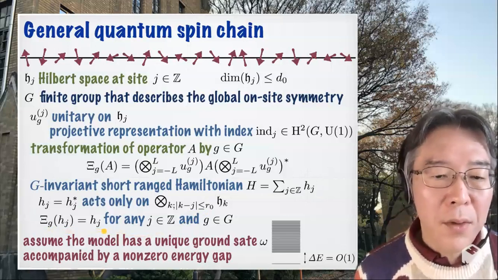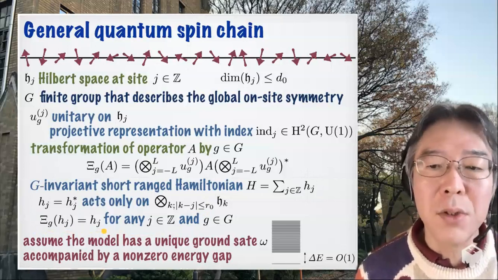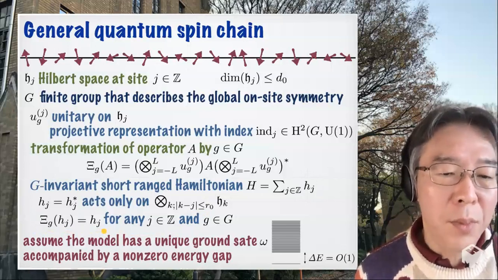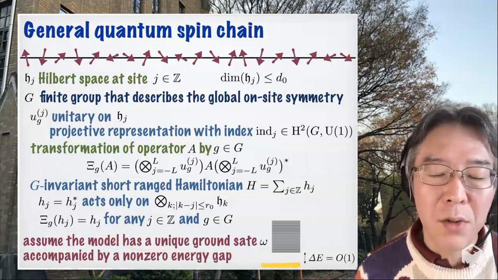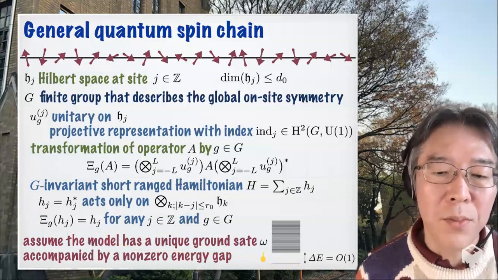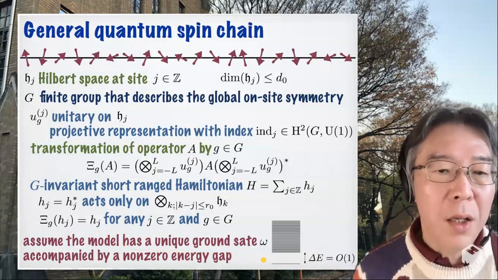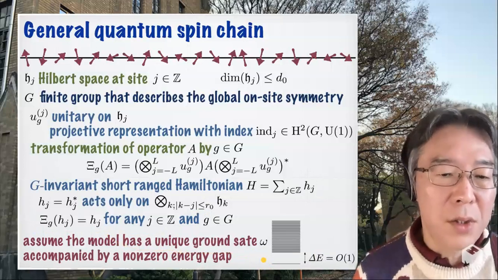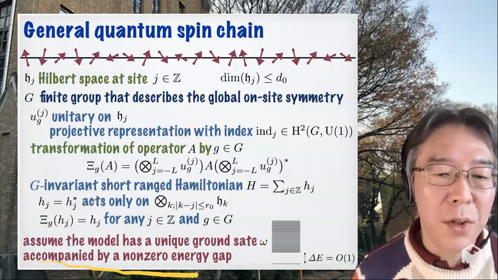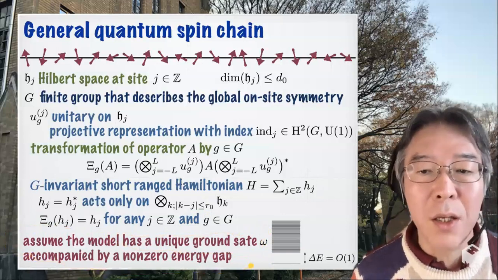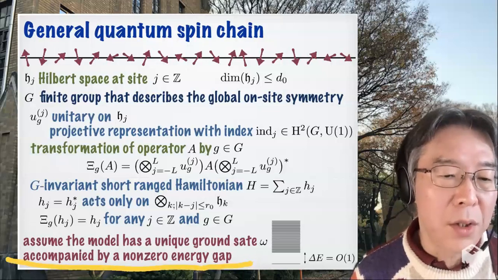Okay. And very importantly, we assume that this model has a unique ground state omega accompanied by a non-zero energy gap. So it's something like this. We have an isolated ground state with a gap, which is of order 1 when we make the system larger. But we are dealing with infinite systems, so I have to be careful about the definition of this notion, but I will discuss it at the end of the talk. So I think you roughly know what this is.